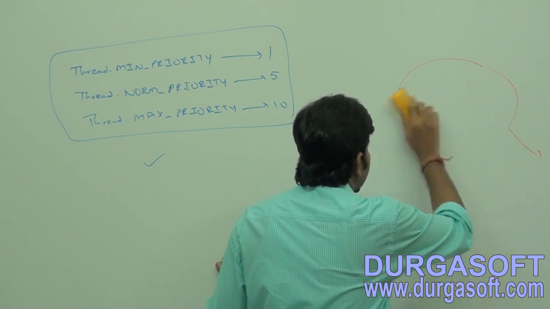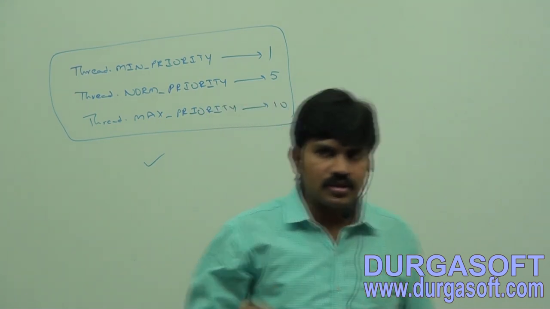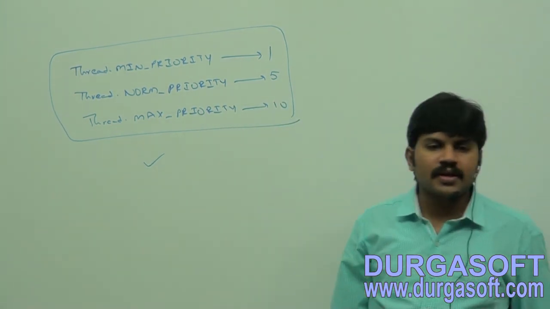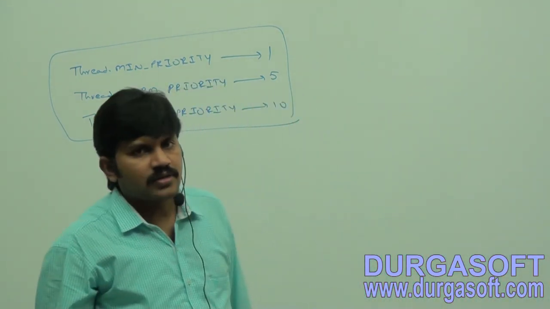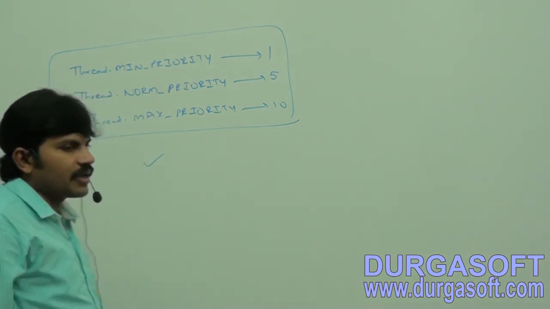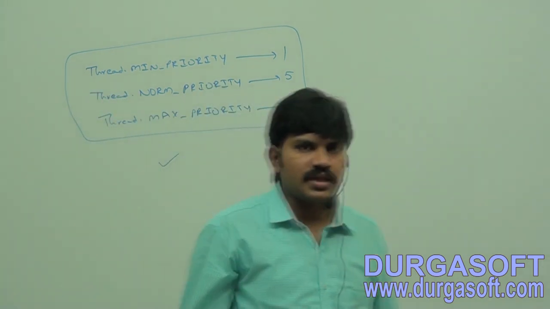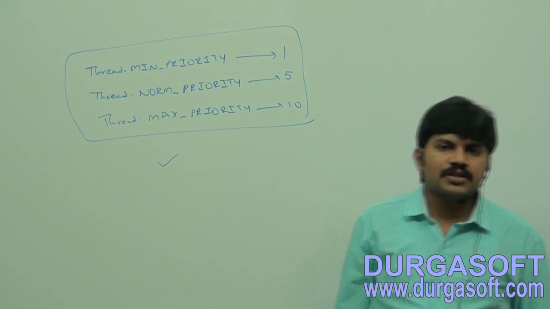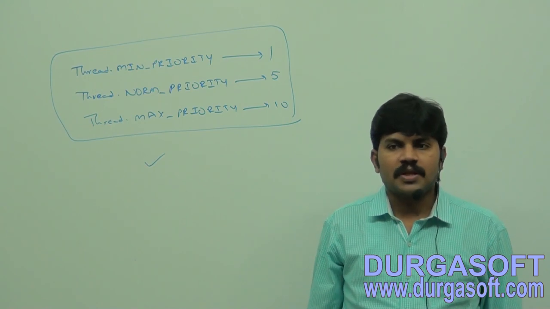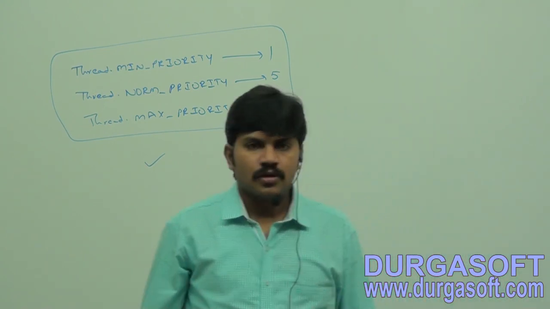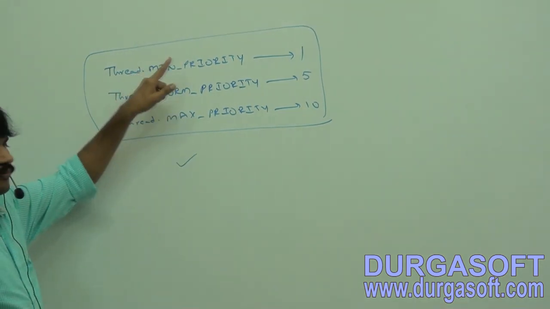Next, the Thread class defines the following constants to represent some standard priorities.